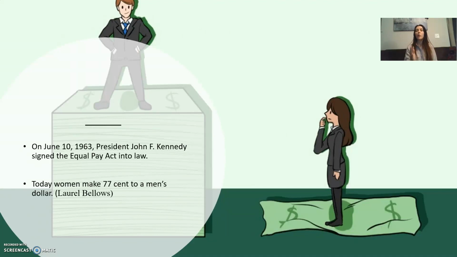At that time, women were getting paid 59 cents to a man's dollar, and today they are getting paid 77 cents to a man's dollar, according to a study by Laurel Bowles. And it took more than 50 years for them to gain only 18 cents.